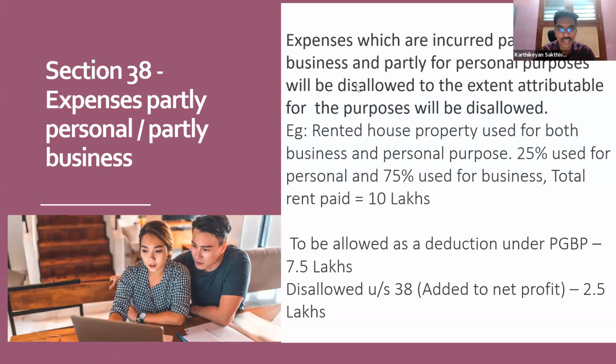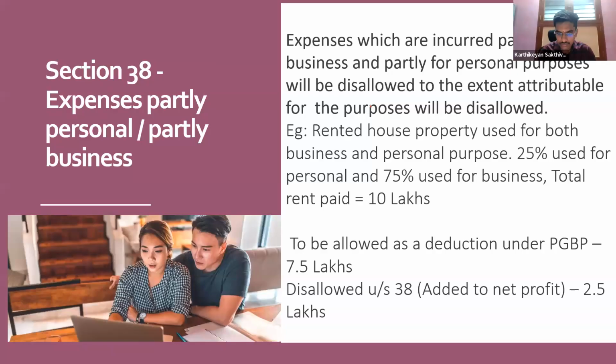So as far as section 38 is concerned, expenses which are incurred partly for business and partly for personal purposes will be disallowed to the extent it is attributable to the personal purposes, right? So now, if there is a rented property, and 25% is used for personal and 75% for business, then whatever is attributable to personal purposes cannot be claimed as deduction, right?